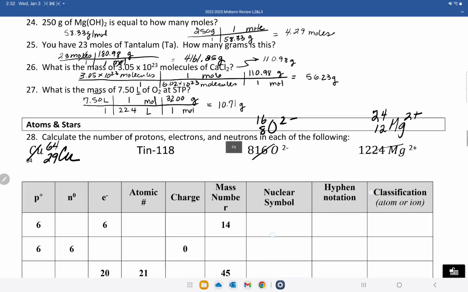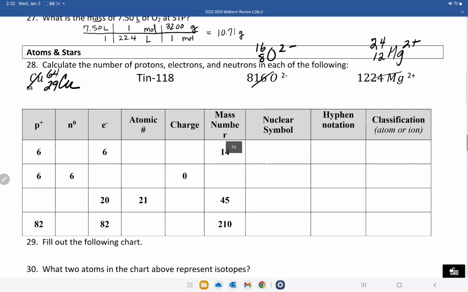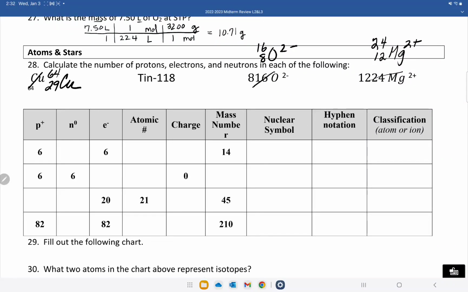All right, protons, neutrons, and electrons. So we have a nuclear symbol, we have hyphen notation. So remember, this is a nuclear symbol, this is a hyphen notation. This number right here is the mass number, the number after the hyphen, which is protons plus neutrons. In the nuclear symbol, the top number is the mass number, and the bottom number is the atomic number.